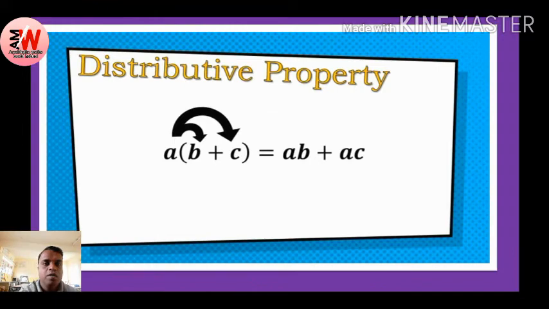So, we have learned all three properties. The first one is the commutative property, the second one is the associative property, and the third one is the distributive property. Students, I think all of you understand these three properties. These three properties are very basic and needed for real numbers.